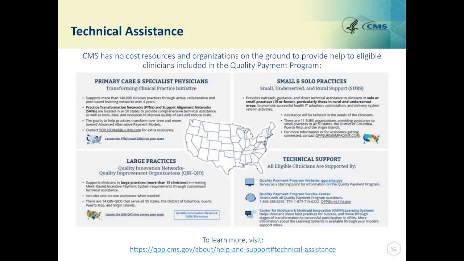Whether you're in a large practice through our Quality Innovation Networks or a small practice through the Small Underserved and Rural Support Initiative, highly encourage you to take advantage of that. Again, qpp.cms.gov is a great resource, as well as our Quality Payment Program Service Center, which is available to help answer your questions. And then, of course, we always recommend connecting with our learning systems and the model-specific support that is available if you already are in a model and you just need that specific model support.